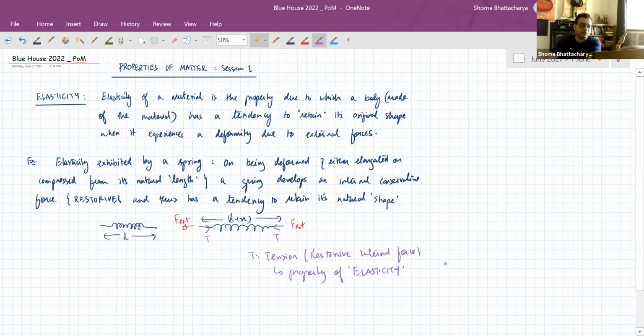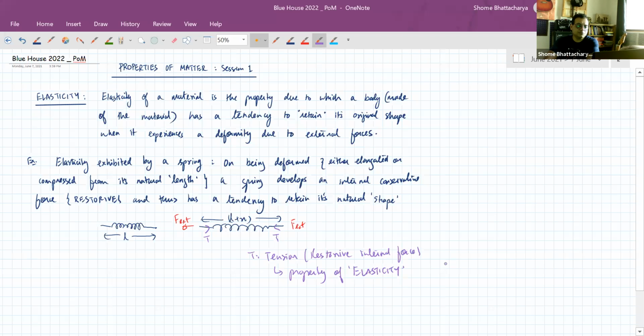If the spring was made of something which did not have elasticity, so instead of a metal, if it was made of, let's say, soft plastic or something like that, then it would just remain continuously extended. It would not have a tendency to come back. It would not apply a restorative force to come back to its natural length. So this property of elasticity is extremely visible, extremely pronounced, in the case of the spring. But even in other types of shapes and other types of materials, it is there to a certain extent.